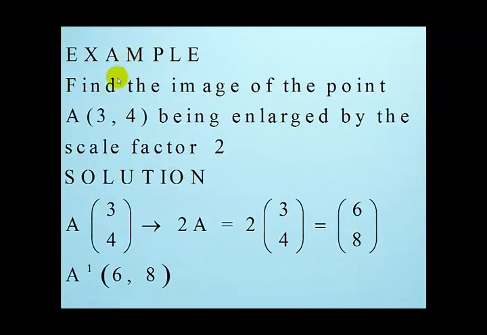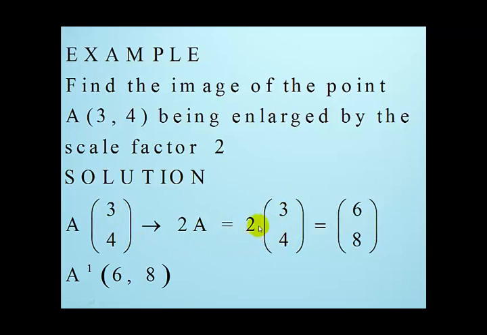Example: find the image of the point A(3, 4) being enlarged by the scale factor 2. So the point is (3, 4) and is being enlarged by the scale factor 2. Let's look at how to find the image. Given the point A(3, 4), the scale factor is 2. To find the image, we multiply the scale factor by the point. That is 2A, which is equal to 2 times (3, 4), because the coordinate of A is (3, 4).